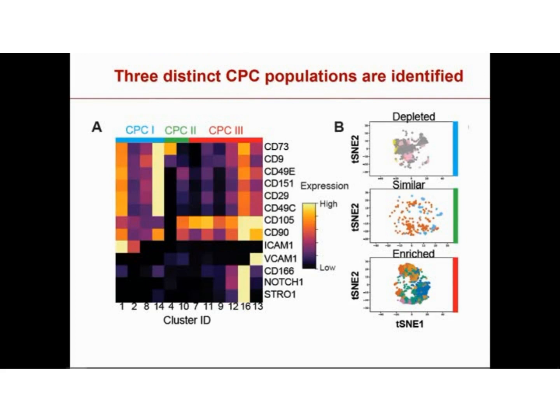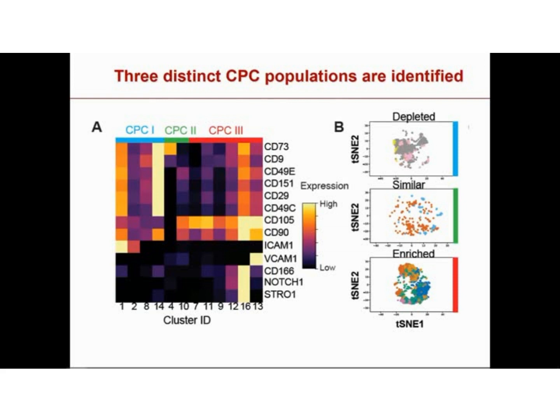When we do just unbiased, unsupervised clustering, we can see that there are, actually, sorry, this is not unsupervised. This is basically just CPCs. We just divided them in 3 parts based on whether they are depleted in OA, whether they are similar in OA, or whether they are enriched in OA. And you can see that CPC 2 is the one which is similar between normal and OA, but CPC 1 are the ones which are depleted.